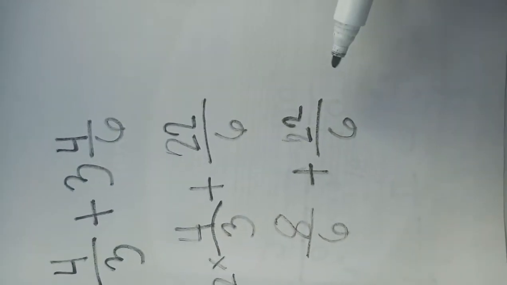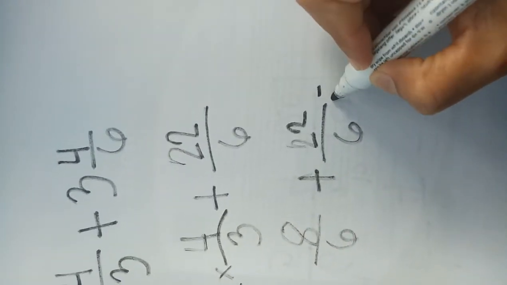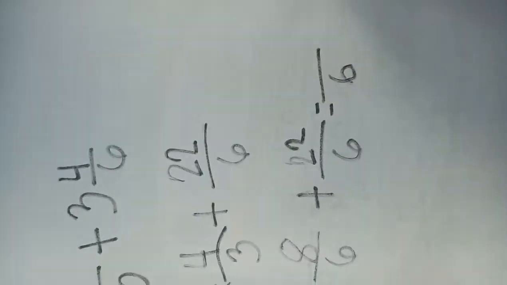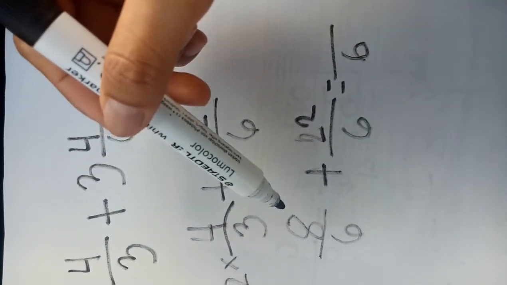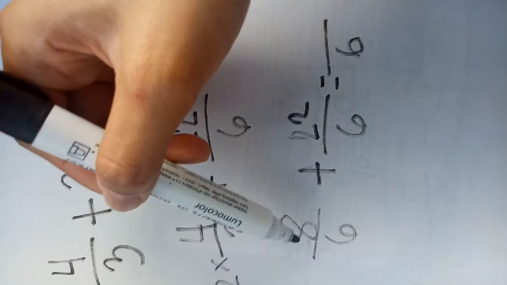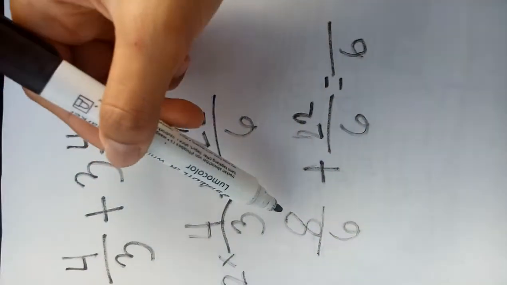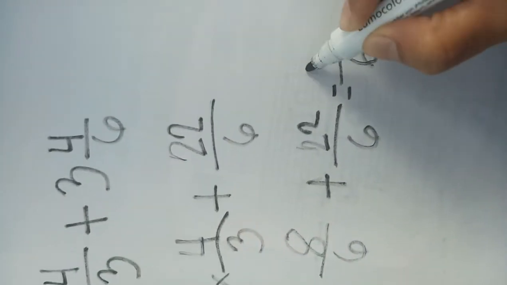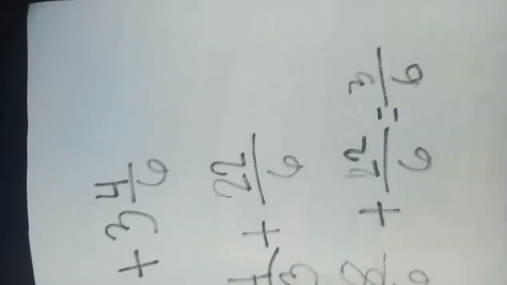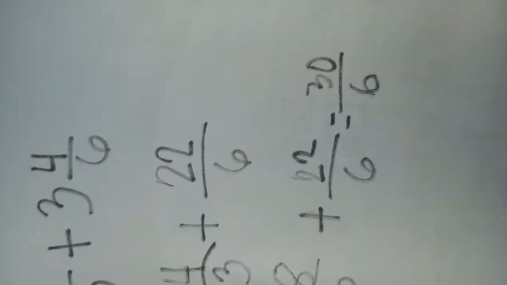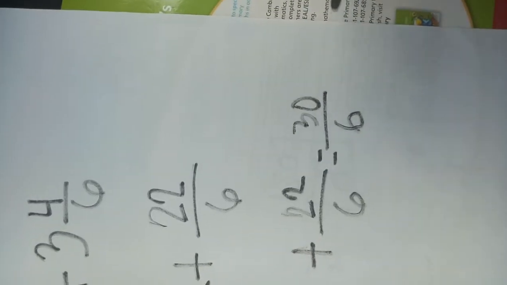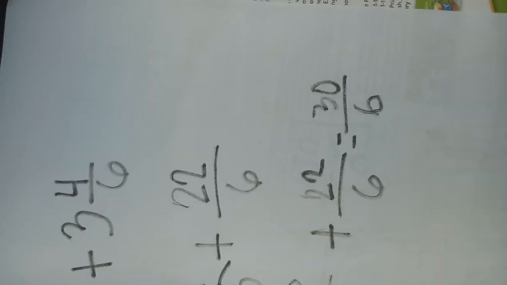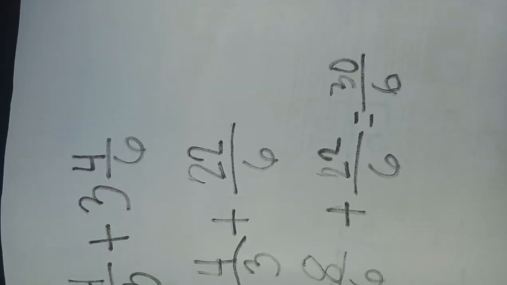Since we have the same denominator, we are just going to copy the denominator 6. So I'm just going to write 6 here, and since we have a plus sign, I'm going to add the numerators. 8 plus 22 equals 30. Excuse my writing for a while. Yes, now we have 30 over 6. Do we need to simplify 30 and 6? Yes, we can simplify 30 and 6.